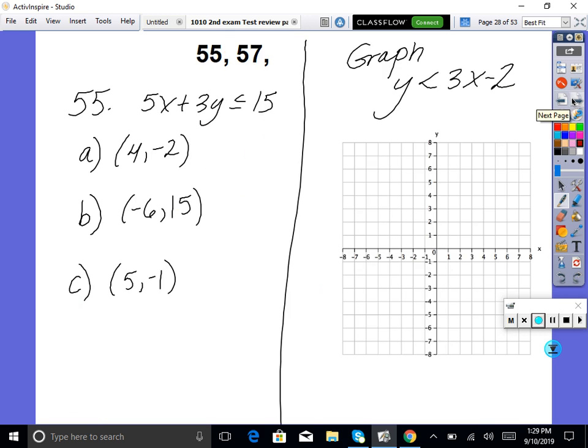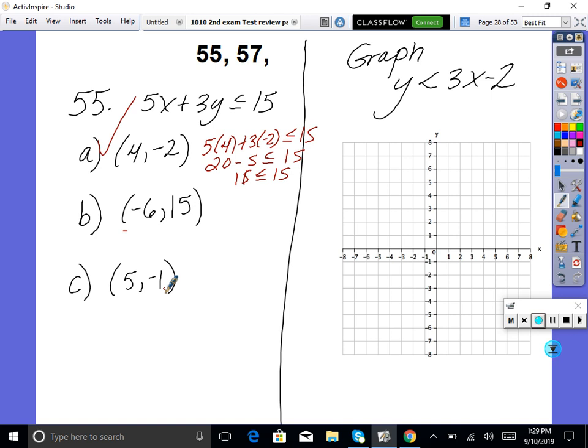Okay, so it says graph 55. Well, 55 just says, are these solutions? So all you have to do is plug it in and see if it's a true statement. So if I plug in 5 times 4 plus 3 times negative 2, is that truly less than or equal to 15? Let's calculate. 20 minus 5, is that less than or equal to 15? Is 15 less than or equal to 15? Yes, it is. And then you'll just plug in these two and see if it's a true statement. So if it's below 15, yes. If it's greater than 15, no.